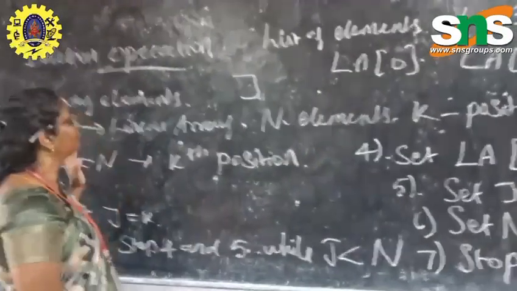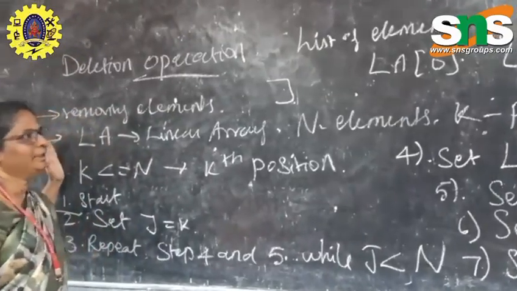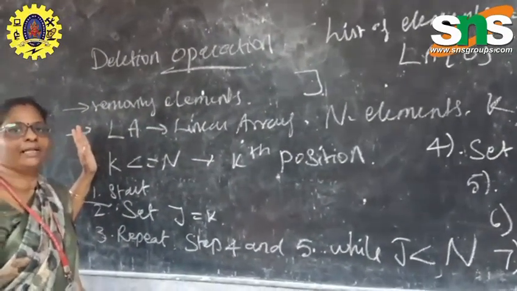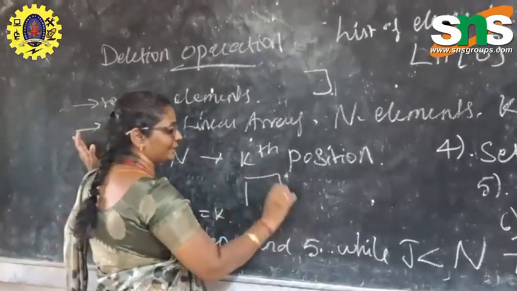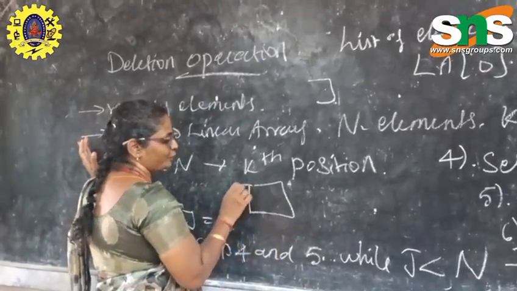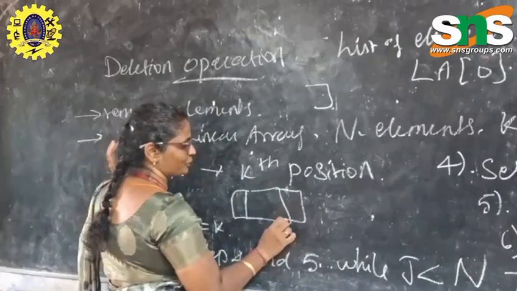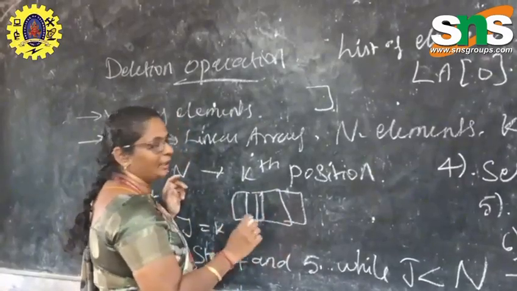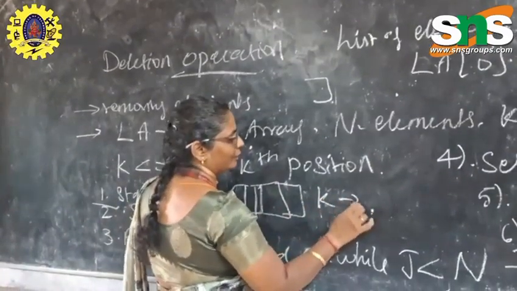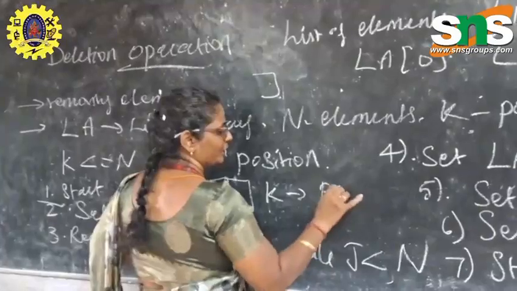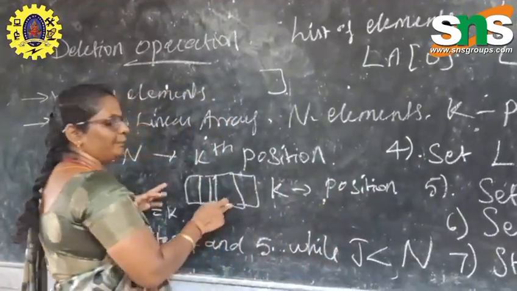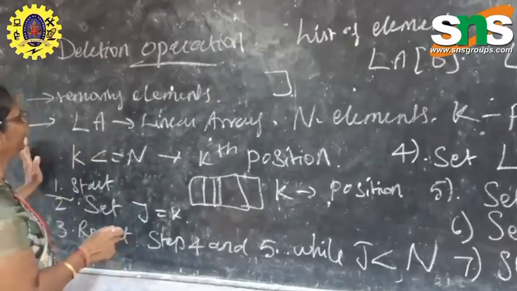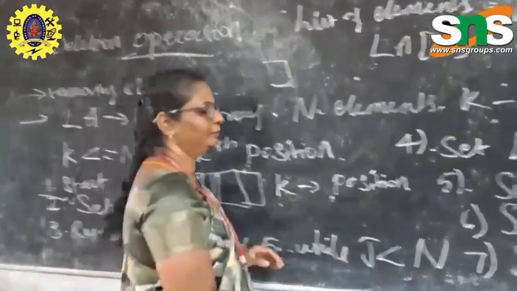So it's the main important thing. The delete operation may be on the first position, the last position, or the middle position of a list. K is what we call the position, and based on that position we can delete the element from the list.